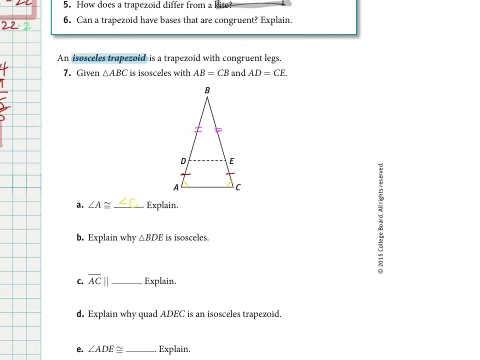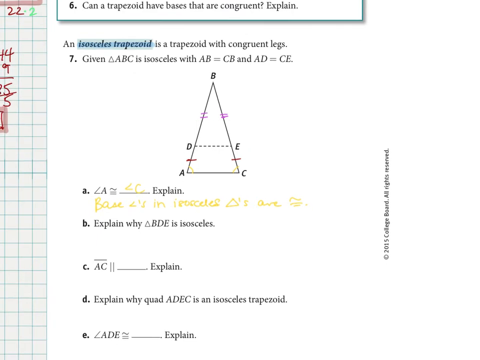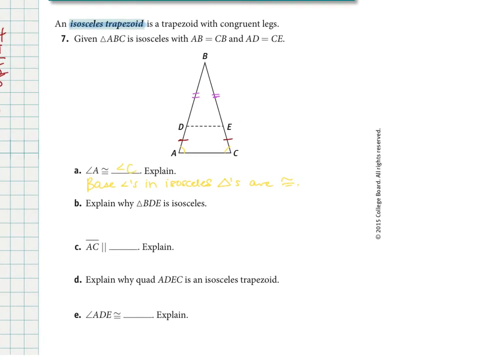And remember, that's going back to base angles of an isosceles triangle are congruent. We're applying that to trapezoids now. So we're going to write down that base angles in isosceles triangles are congruent. And remember, we're applying this idea to trapezoids. All right, let's keep working downward. Let's look at part B.